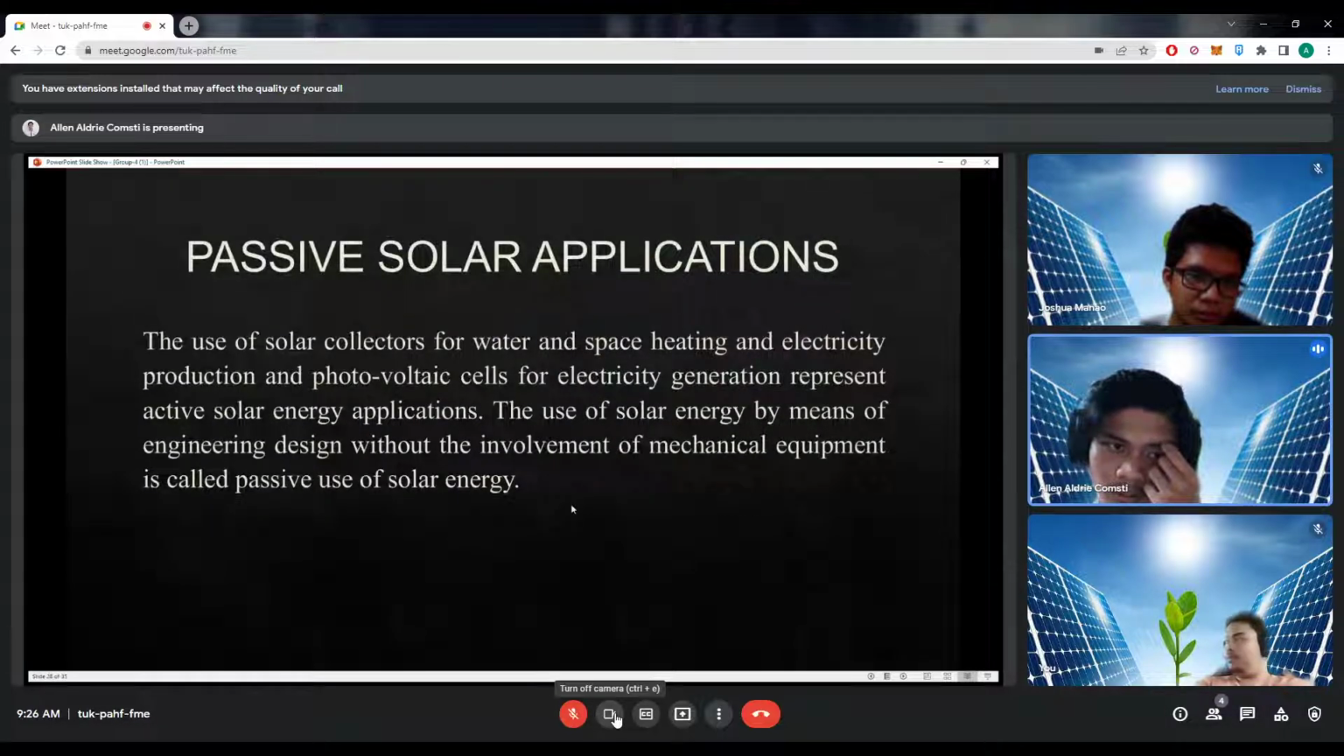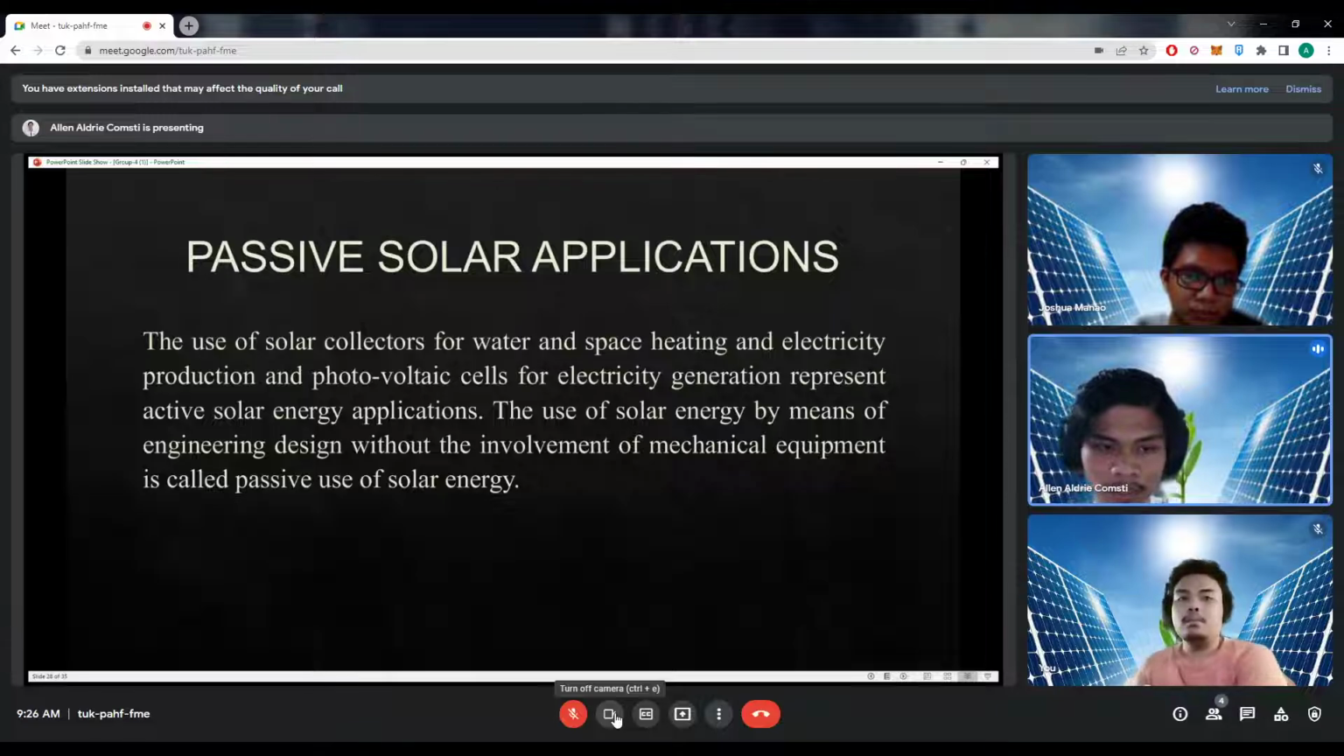Passive solar applications. The use of solar collectors for water and space heating and electricity production, and photovoltaic cells for electricity generation, represents active solar energy applications. The use of solar energy by means of engineering design without the involvement of mechanical equipment is called passive use of solar energy.